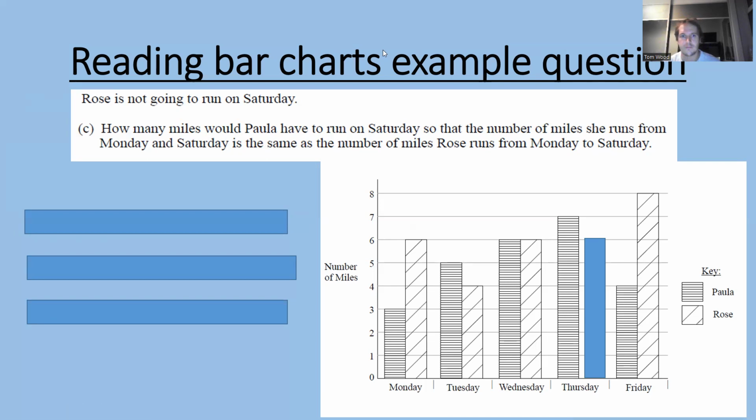Tom, the chart only goes up to Friday. Yeah, that's why it's such a weirdly worded question. They could have just said, you know, how much further has Paula run? But yeah, it's basically saying that on the Saturday, so after this, Rose is not going to run, but Paula will, and she wants to make up the difference. So it's just asking you to work out the difference and then state it there. But yeah, it's quite strange, though, isn't it? It's just very longly worded. Okay, thanks. No worries.